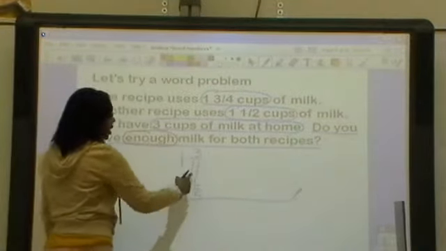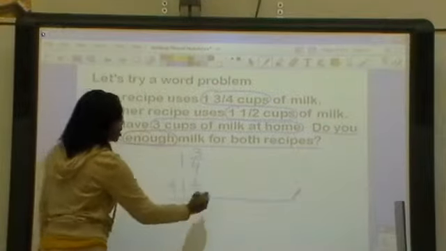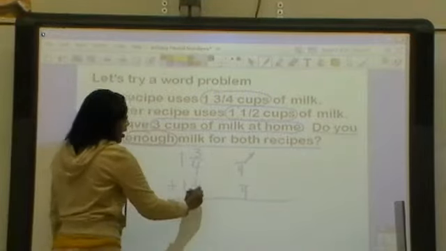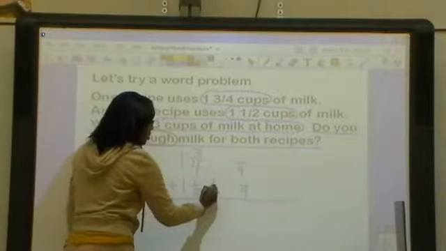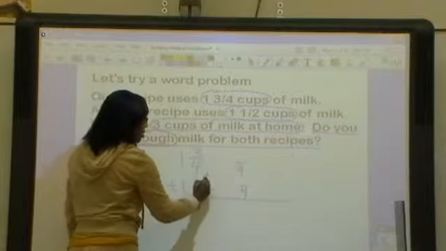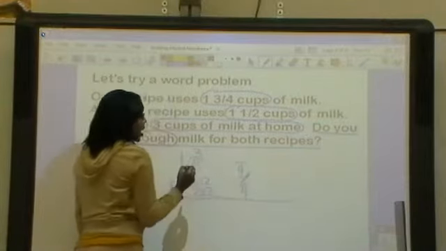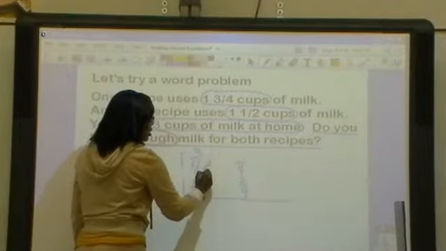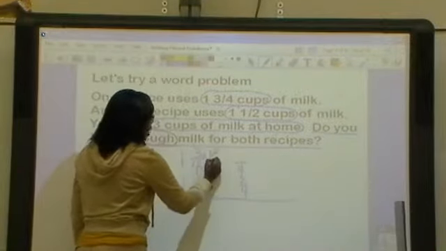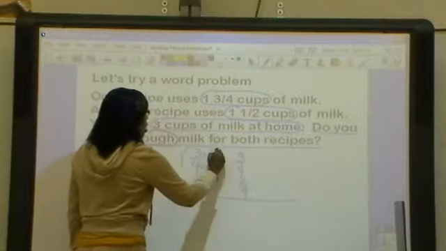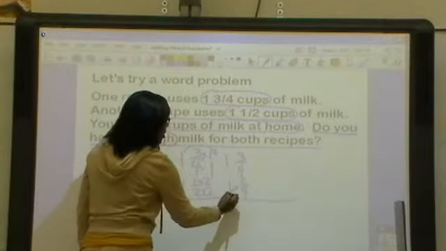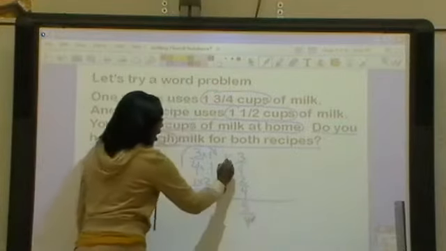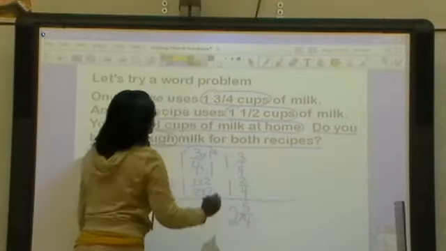So again, I have to get a common denominator. My new denominator will be 4. So then I need to see, how did I get from 2 to 4? I multiplied by 2. Whatever I do to the bottom, I need to do to the top. Then, how did I get from 4 to 4? I multiplied by 1. So whatever I do to the bottom, I do to the top. Bring my whole numbers back in front. So 3/4 plus 2/4 is 5/4, and 1 plus 1 is 2.